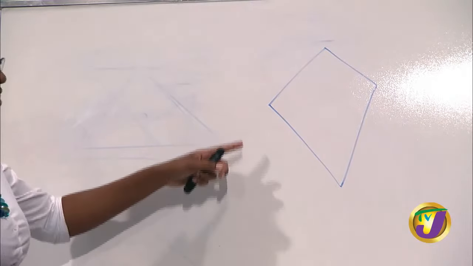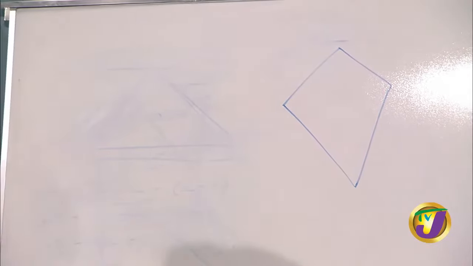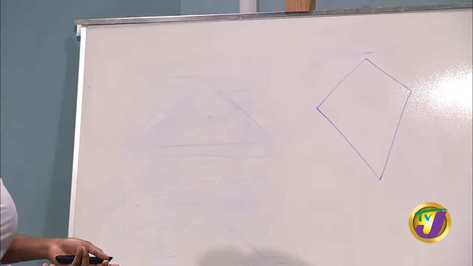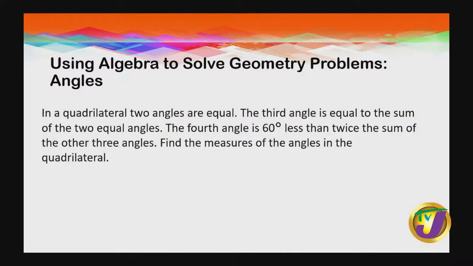But it would be based on the information. It says the 2 angles are equal, the third angle is equal to the sum of the 2 equal angles, and the fourth angle is 60 less than twice. Whoa, that is a whole heap of information. You know what? I'm going to run away from this one.